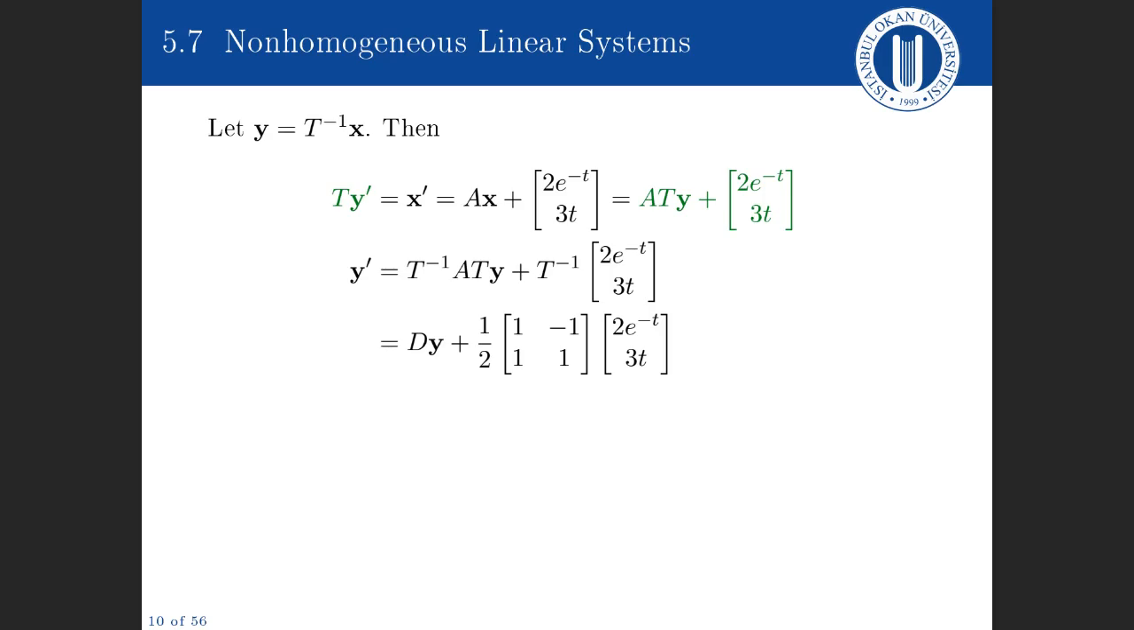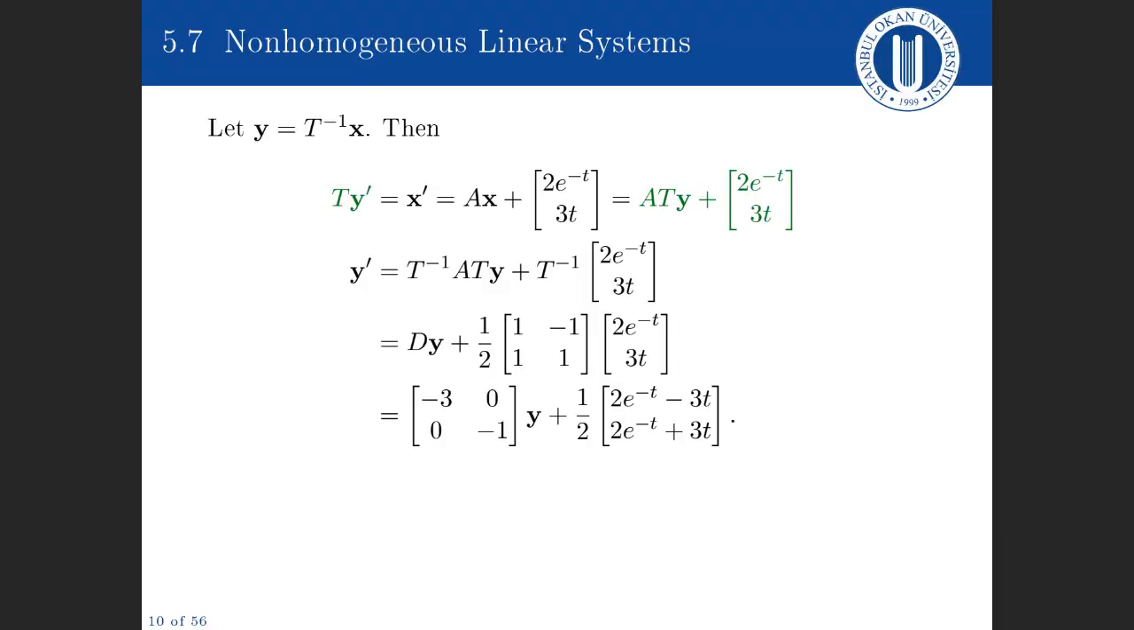But that's just D y plus, then we have t inverse, a half, 1 minus 1, 1, 1, multiplied by our function 2 e to the power minus t, 3t. D is just a diagonal matrix where the entries on the main diagonal are the eigenvalues. So minus 3, 0, 0, minus 1. And we can multiply this matrix by this vector to get 2 e to the power minus t minus 3t, 2 e to the minus t plus 3t.